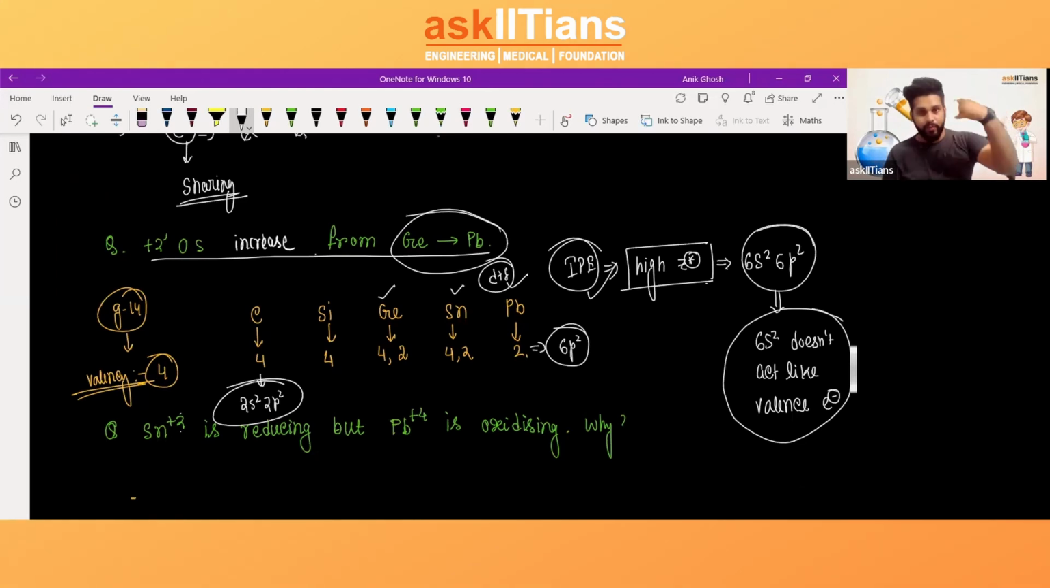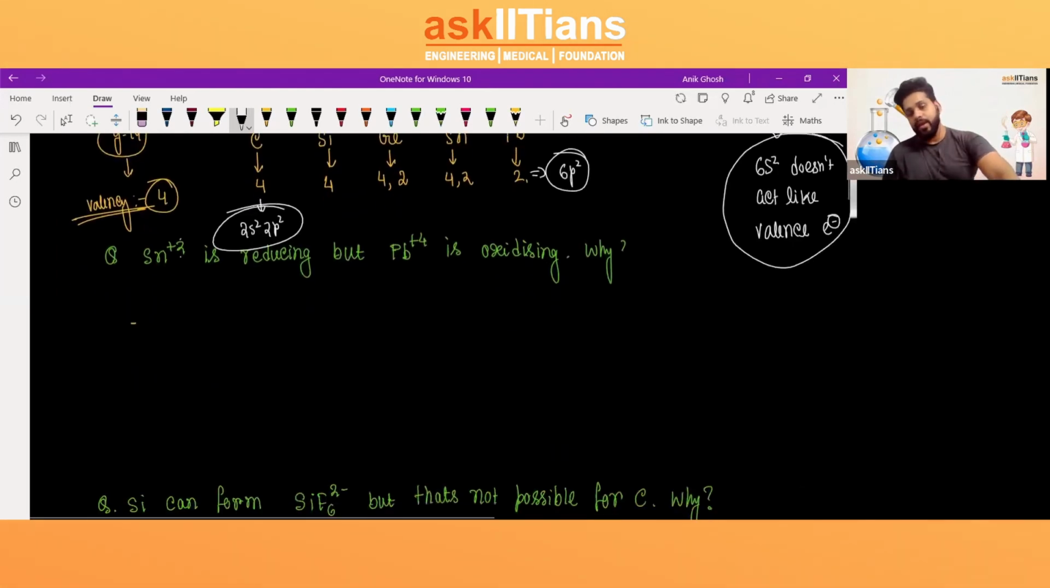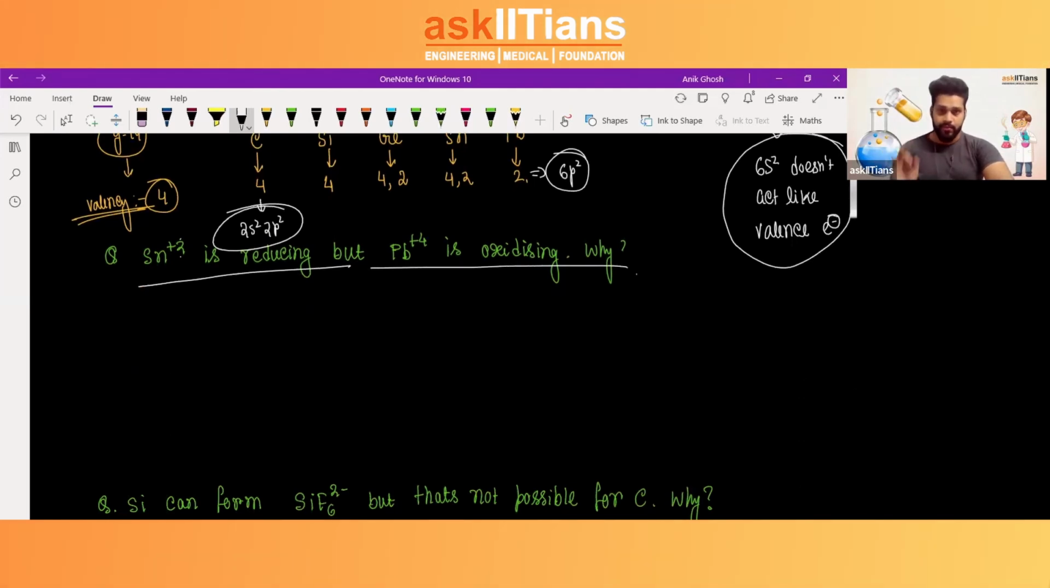As a result, the valency of lead is being found to be... Sn plus 2 is a reducing agent, but Pb plus 4 is an oxidizing agent. Pause this video, think about it. Now, Sn plus 2 is a reducing agent. Guys, what is a reducing agent?